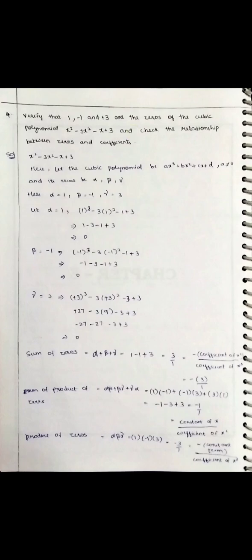if we substitute, we'll get minus 1 by 1, that is, the coefficient of x is minus 1 by the coefficient of x cube. The product of zeros, alpha beta gamma, is minus of the constant term by the coefficient of x cube, which gives the answer. That means it is verified. Thank you.